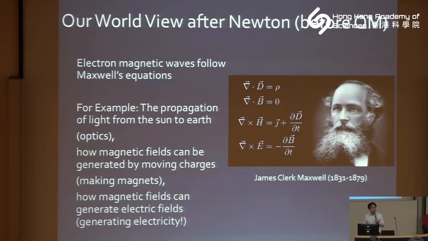They can also explain how a magnetic field can be generated by moving charges, such as when you pass a current through a solenoid, and that solenoid will create a magnetic field. I think you also learned this, and that tells you how to make an electromagnet. The Maxwell equations also tell you how a changing magnetic field can generate an electric field. So if you can generate a changing magnetic field, you can actually generate electricity. That gives you the guiding principles of building generators and generating electricity. This happened in the middle of the 19th century.